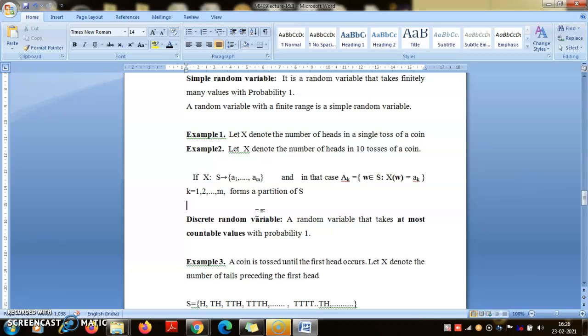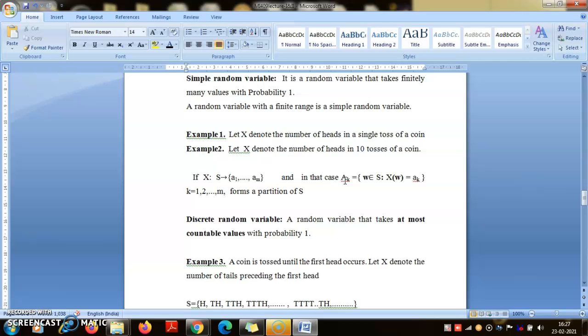Whenever you have a simple function like this, you actually have a canonical representation. We could write X(w) is equal to the summation of ai times the indicator of the set Ai. If you want to know more, you can look at Royden for the characteristic function and the canonical representation of simple functions. Next, discrete random variable.